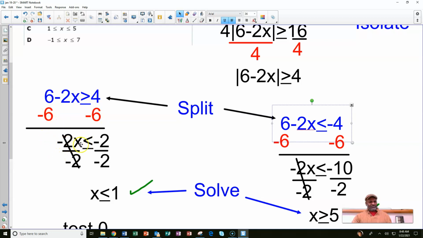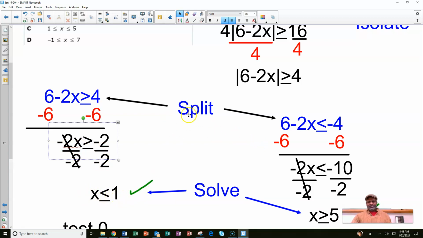I have negative 2x is greater than or equal to 4. But once you divide through by negative 2, you have to switch the sign. And technically what I should have done, and this is still fine, I really should wait and switch the sign at the last, once I do the division. Now once I've divided by negative 2 on both sides, then I reverse the inequality, and that's how I get x is less than 1.